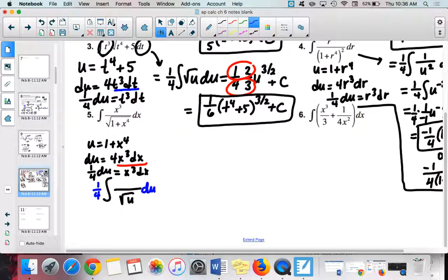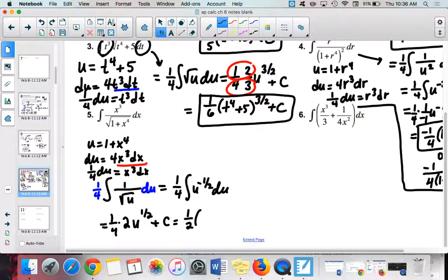Okay, and you can put the du on the numerator. Like I think I saw Alexa put it on the numerator. That's fine. Or you could do 1 over the square root of u. That's fine. But you should get to the point where you're integrating u to the negative 1/2. So you have u to the 1/2, right, when you add 1, and a 2 with that 1/4. So you're going to have 1/2 u to the 1/2. So 1/2 u, which was 1 plus x to the fourth, to the 1/2 plus c.